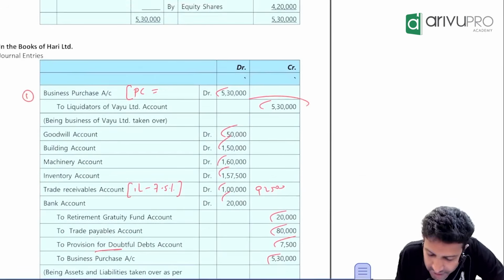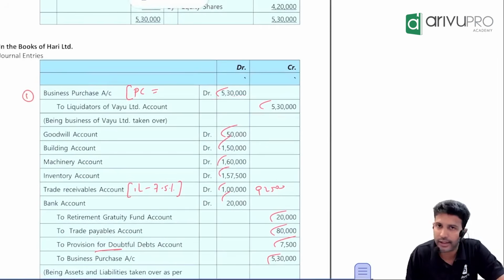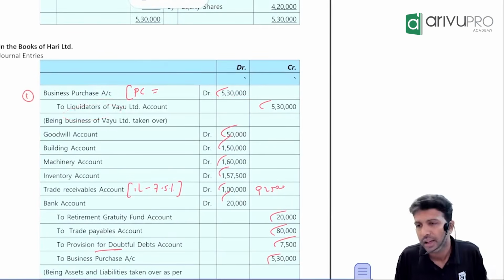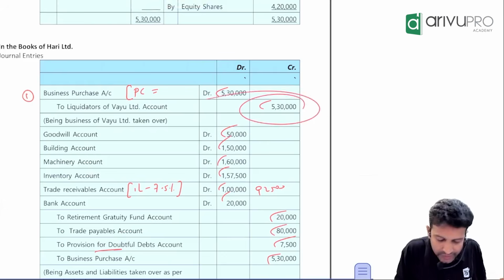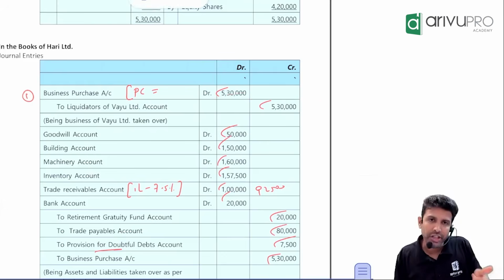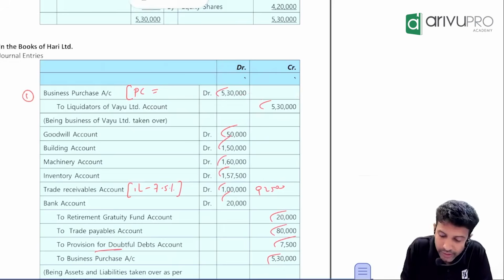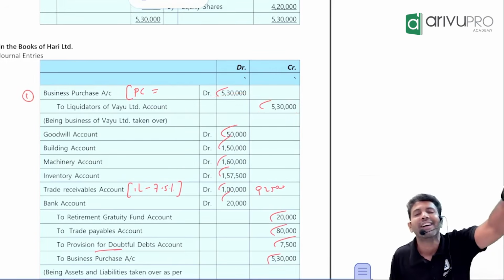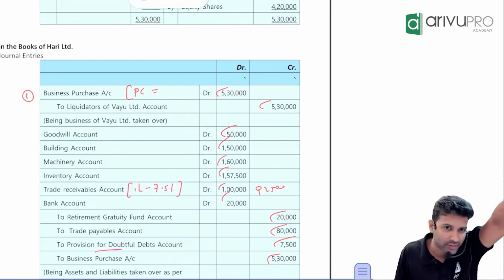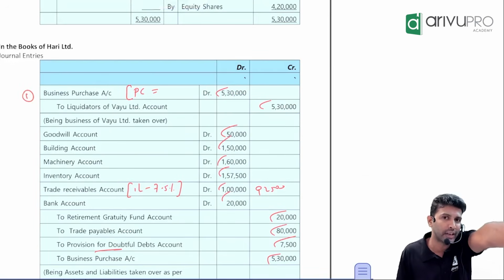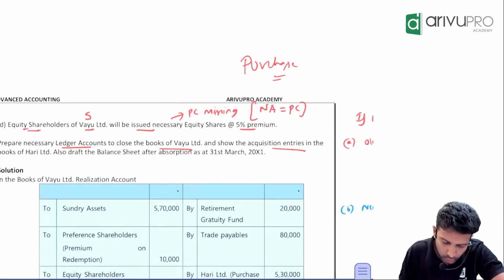Sir, how much purchase consideration we have to give? 5,30,000. Can we just say liquidator and keep quiet, or we have to settle? Settle. Is this 530 given in the form of cash? This 5,30,000, what we have written as liquidator of Vayu Limited is 530. This 530 we gave cash, or how did we give? This is purchase consideration. It was given to 2 people in 2 forms. What are those? Go back to that adjustment.